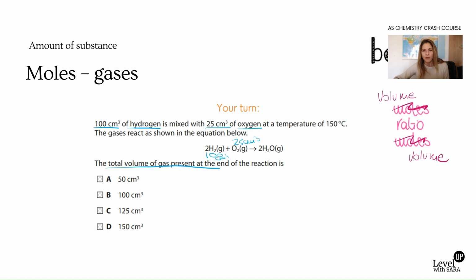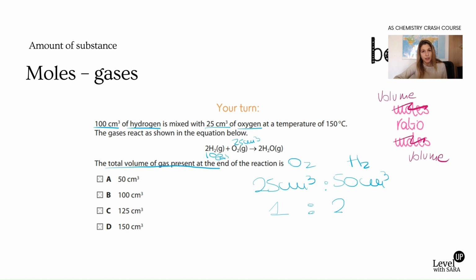What I'm saying about volume ratio is that you don't need to find the moles. If you have 25 cm³ and you have 2 moles of hydrogen and 1 of oxygen, 25 cm³ of oxygen, which is the ratio 1, will react with, guess how much of hydrogen? Double that, 50 cm³, because of this ratio 1 to 2. This is our oxygen and this is our hydrogen. Because 25 cm³ of oxygen will react completely with 50 cm³ of hydrogen.